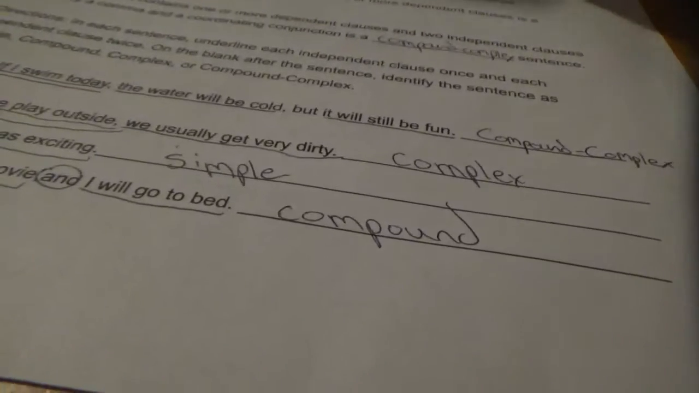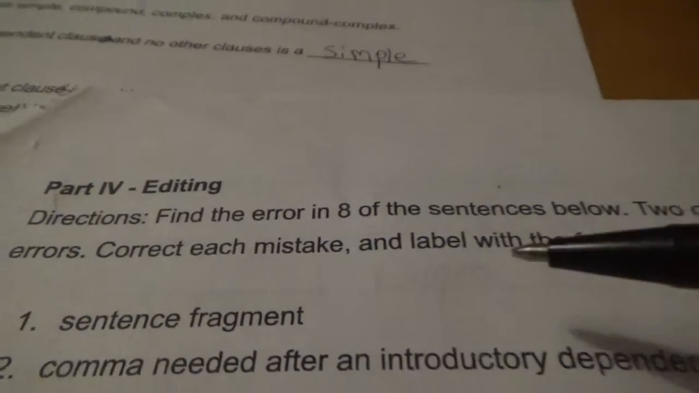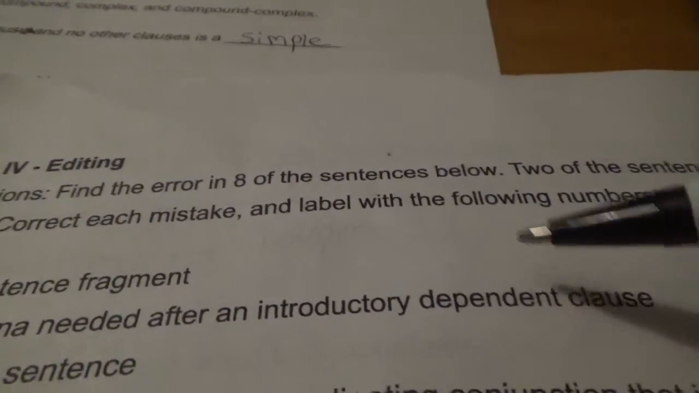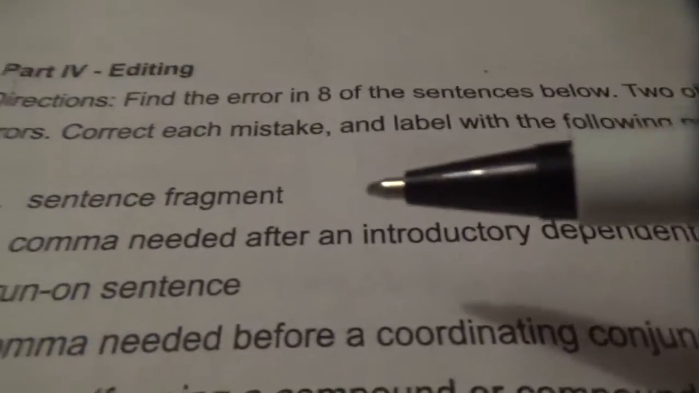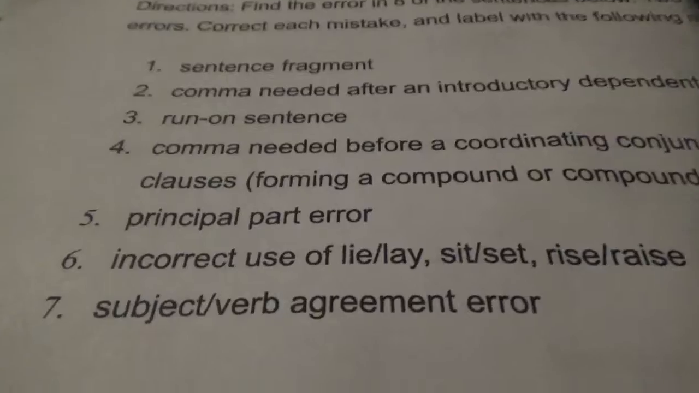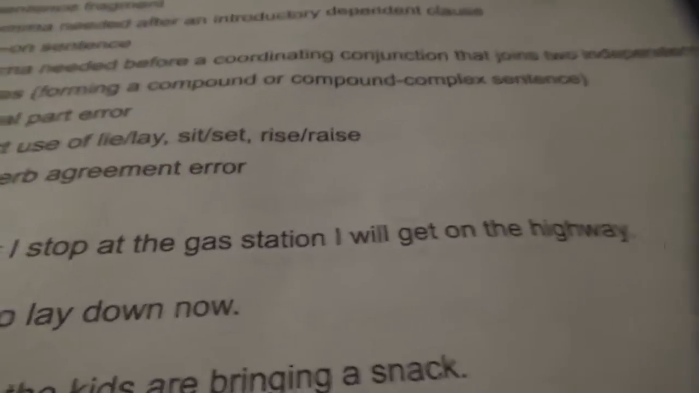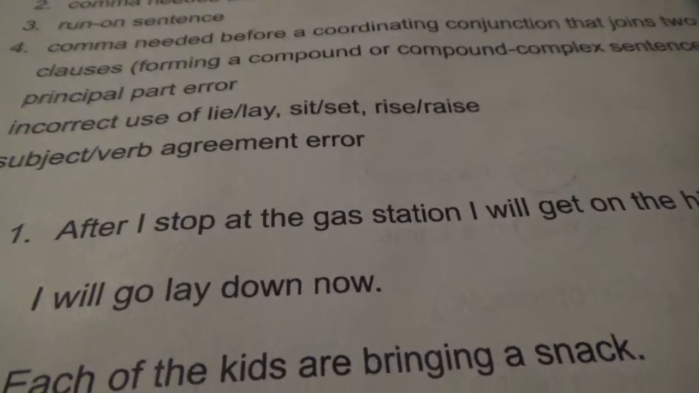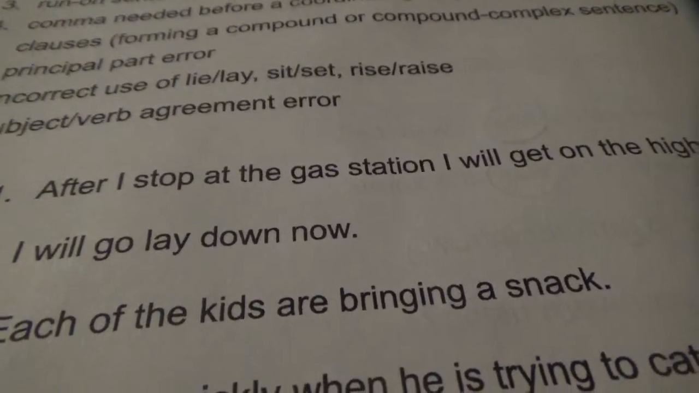All right, let's turn over your page to the last section, part 4, editing. Find the error in 8 of the sentences below. 2 of the sentences do not have errors. Correct each mistake and label with the following numbers. All right, let's look at number 1. After I stop at the gas station, I will get on the highway.